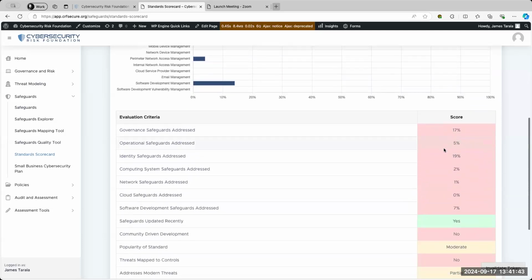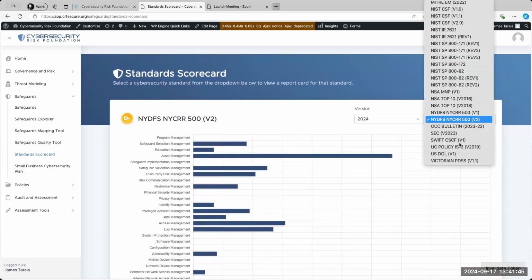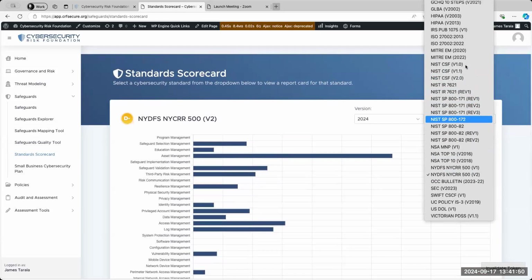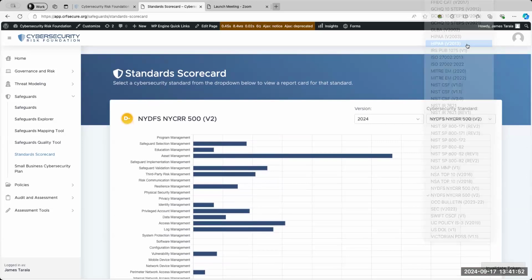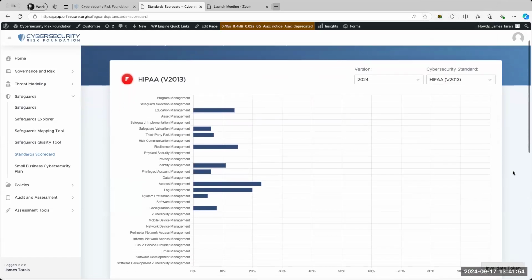So again, we're going to go through and do these tests. There's one more here just because we haven't seen one. Let me find a good one we maybe haven't looked at yet. Here's HIPAA. Here's just an example of HIPAA that's from 2013.